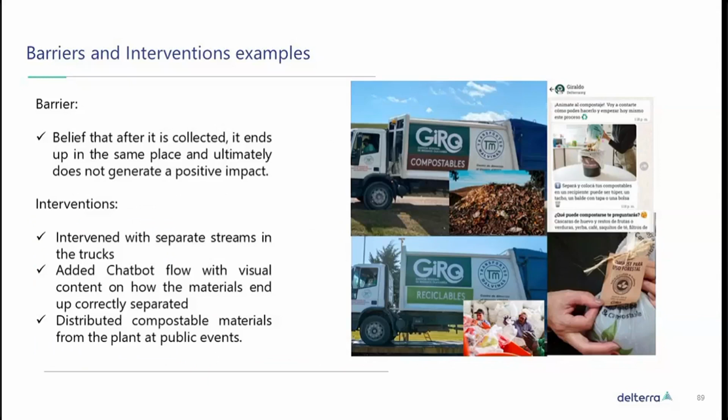So because of that, we made things like divided collection days, intervened the trucks with separate streams, and added to the chatbot flow visual content on how the materials end up correctly. And we did different things in public events, like distributing compostable materials from the plant at public events, no? Just to show that what they are doing matters and makes a real impact on the environment.